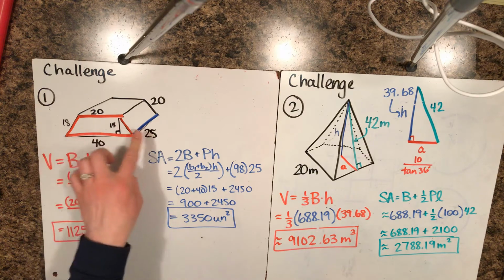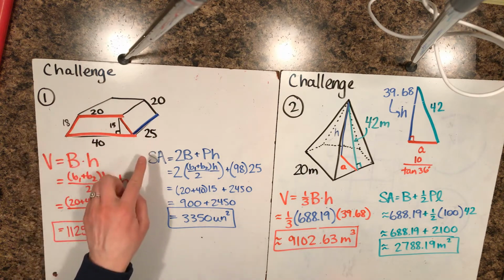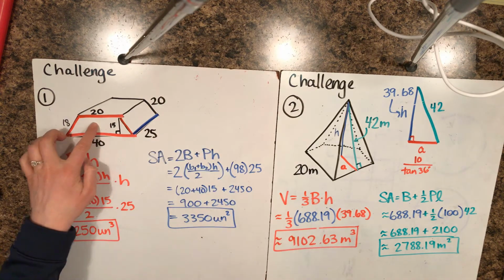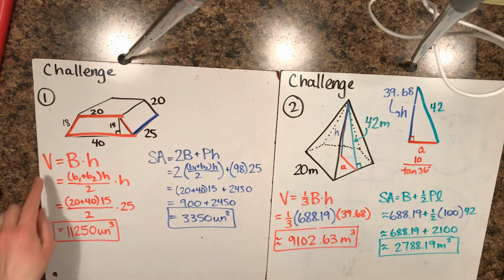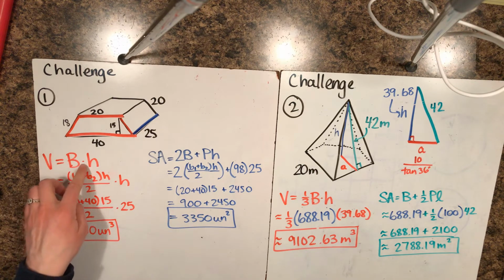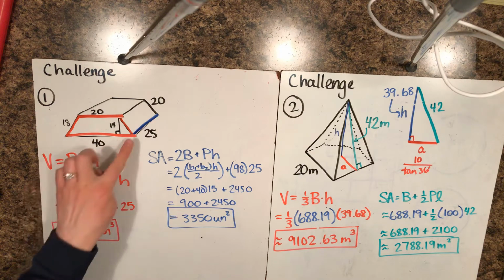Okay, and I know it's a prism because all of the lateral faces are rectangles and it has two congruent parallel bases, which are trapezoids. So this is a trapezoidal prism. The formula for the volume is area of the base times the height. And again, the base shape is a trapezoid.